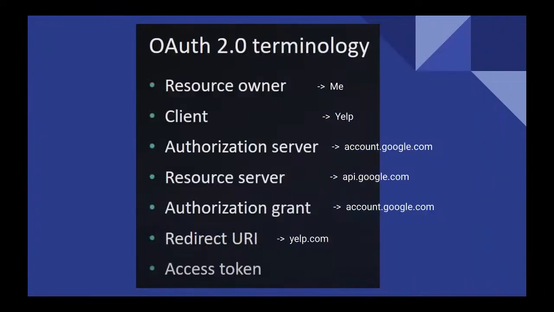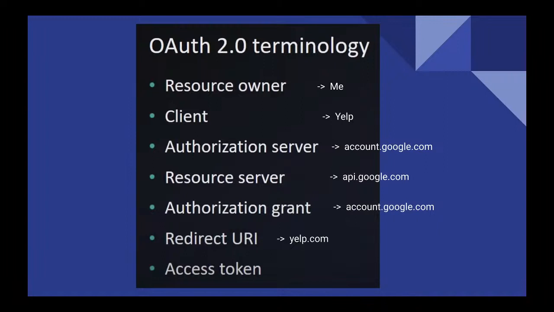There are several terminologies in OAuth 2.0. First, the resource owner. In this case, the resource owner is me, because I have these contacts. For example, I have friend A, friend B, friend C. These contacts belong to this Google account. I'm the owner of this contact information. That's why the resource owner is me.